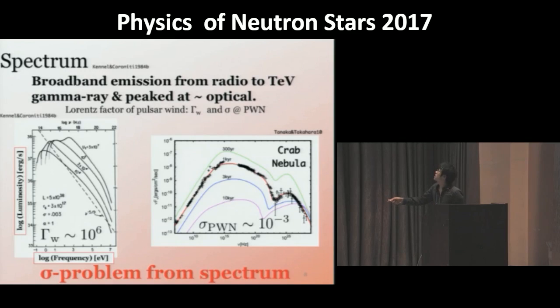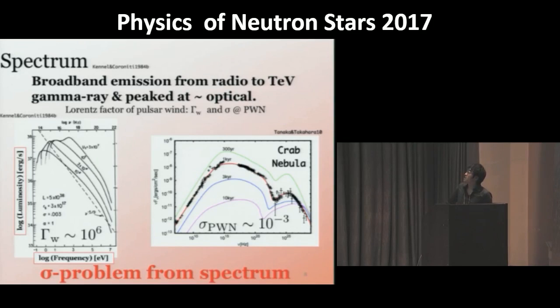gamma_w, the Lorentz factor of the pulsar wind upstream, has to be about 10^6, very large. If we change this value, the peak of the spectrum shifts like this. So this is a large, 3 times 10^7. So we regard around this value.